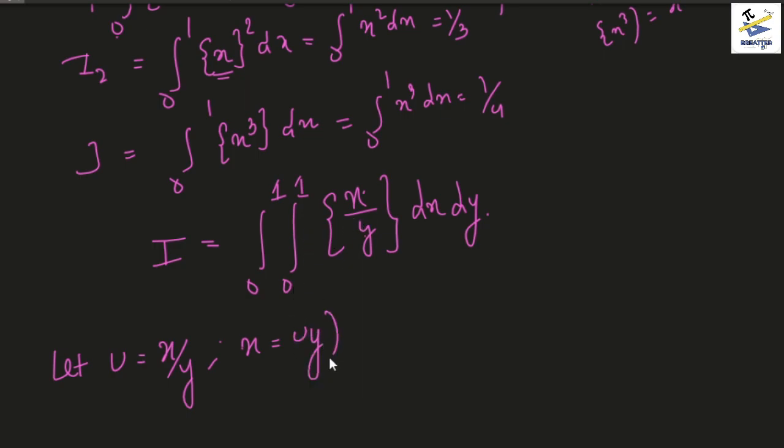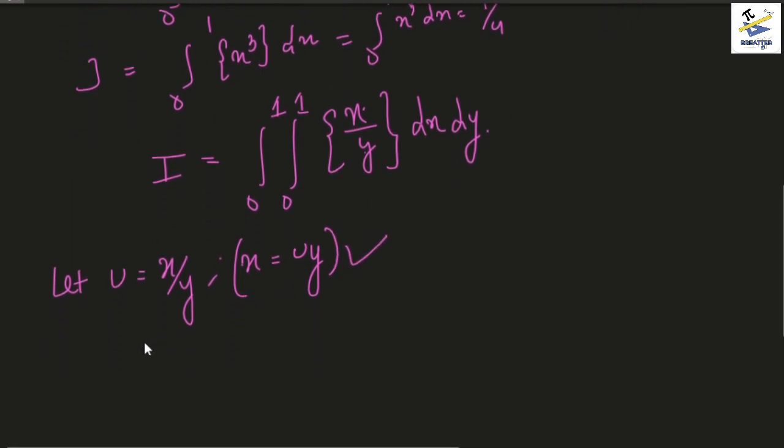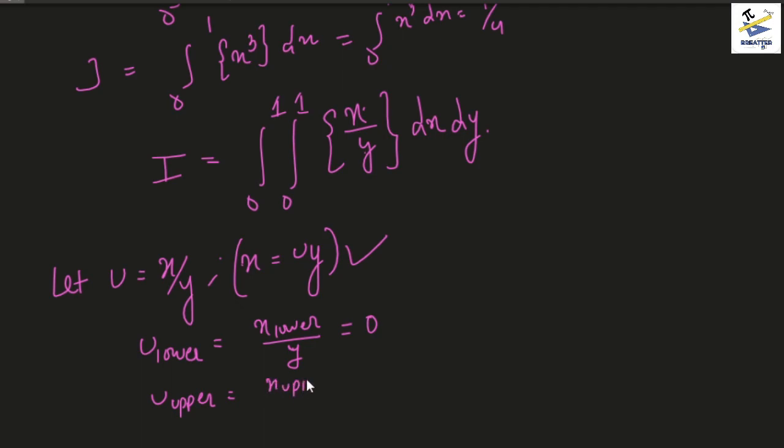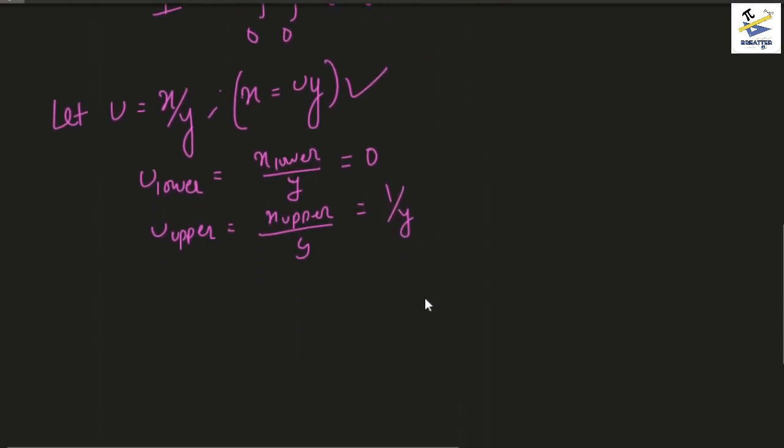So x equals uy is what we are going to substitute. First of all, let us find out the new limits. u lower would just be x lower by y, which is 0, and u upper would be x upper by y, and x upper was 1, so this would be 1 by y, right? And differentiating, you get du equals dx by dy because y is a constant here.